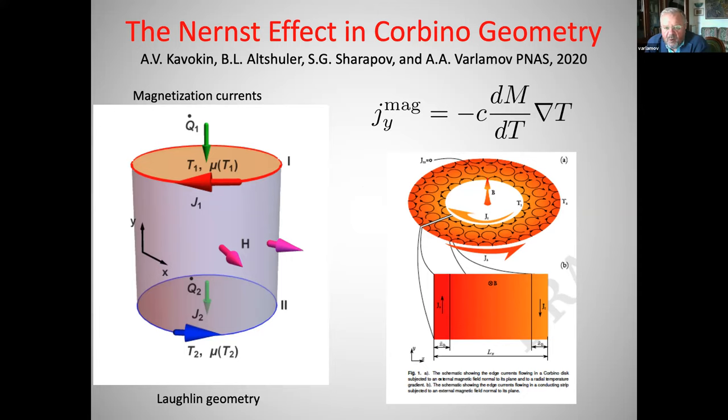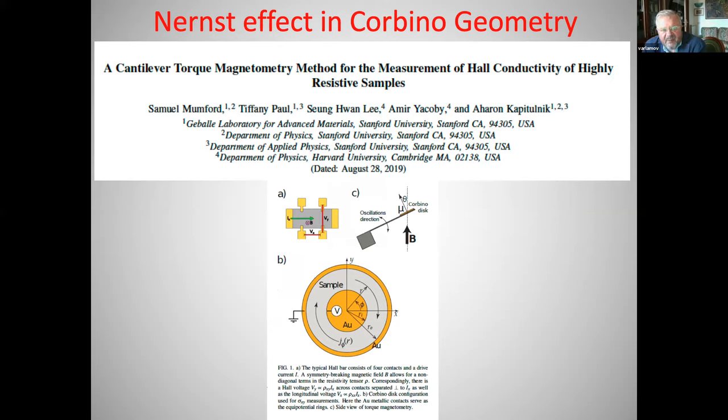To make this story more practical, which can be measured by experimentalists, we squeezed this cylinder into the Corbino disk. So imagine that I reduce a little bit the upper circle, and then I squeeze it, and the geometry will be the following. I have a Corbino disk, a conducting disk with magnetic field along its axis, and I have two types of Hall currents, external and internal, and the temperatures are different. Very good. So I want to say that this is indeed a realizable geometry, because very recently Aharon Kapitulnik published a paper where he proposed the cantilever torque magnetometry method for the measurement of Hall conductivity of highly resistive samples. Now he is working on the application of the same method to measure the Nernst effect predicted by us.